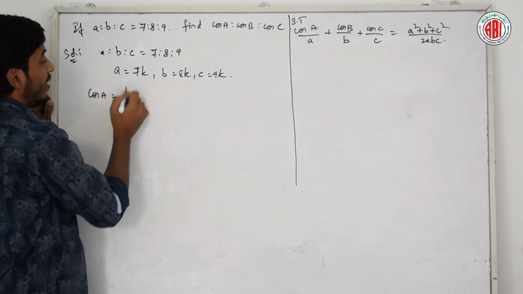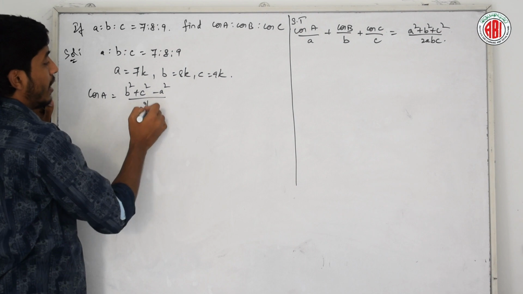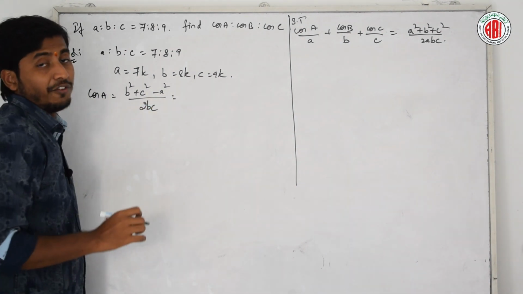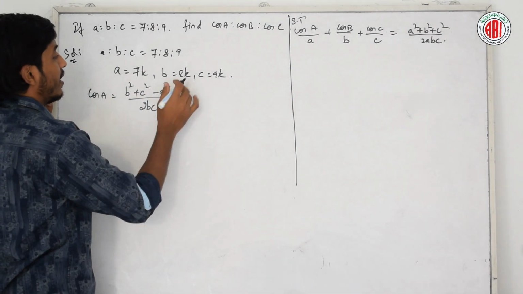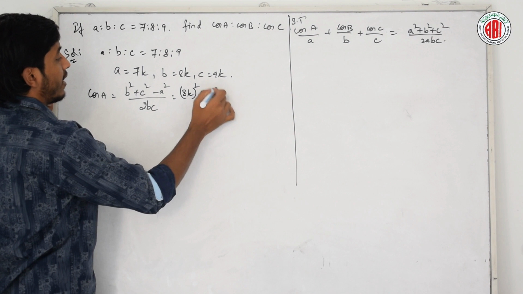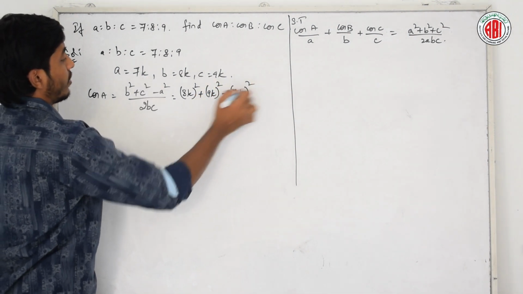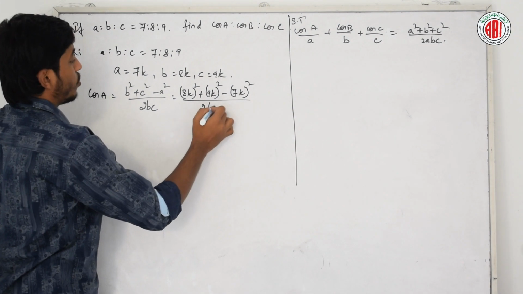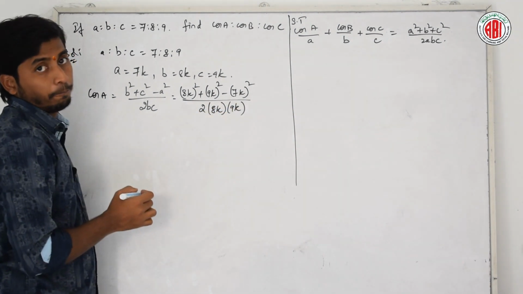Cos A is b square plus c square minus a square by 2bc. Without formulas we can't do anything. B is 8k whole square plus c is 9k whole square minus a is 7k whole square divided by 2bc. Isn't it? Yes or no?